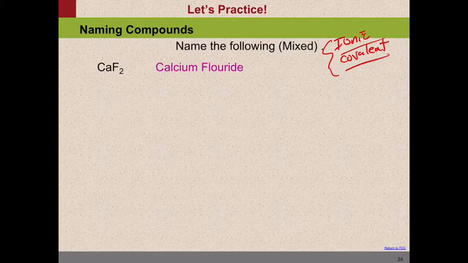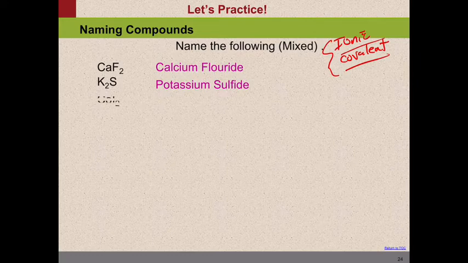Well, obviously calcium is a metal, so we just call that calcium fluoride. K2S, again, is this ionic or covalent? It is ionic, so we name that potassium sulfide. Notice no prefixes on the ionics.